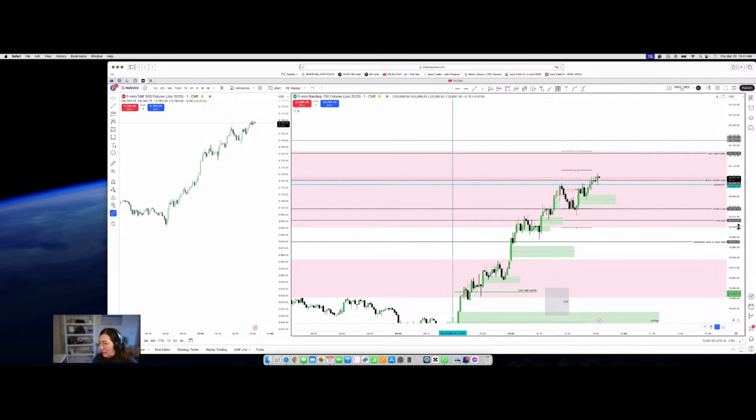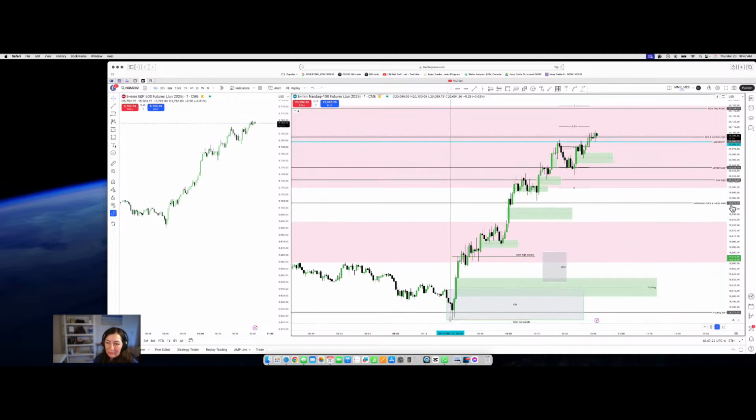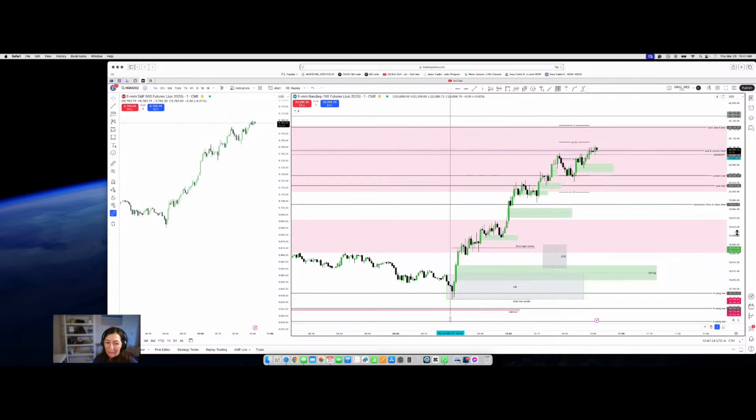Three minutes before the macro starts. Let's see if it gives price a little bit of push to get to that previous day high, FOMC previous day high, or if we have a pullback. I'd like a pullback this afternoon. I might be back at 1 o'clock or 1:15 for potential pullback reversal.